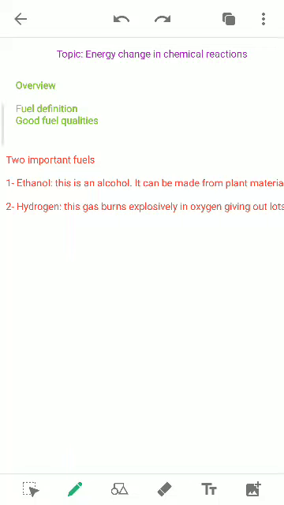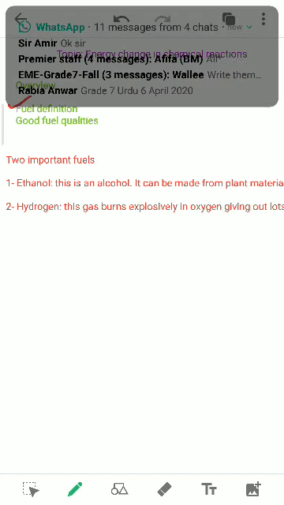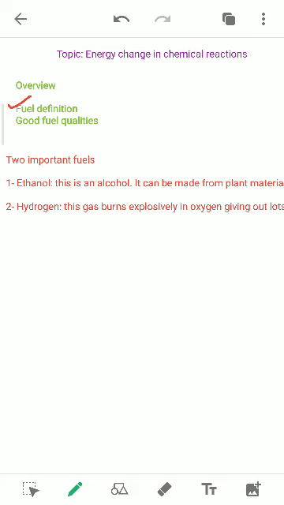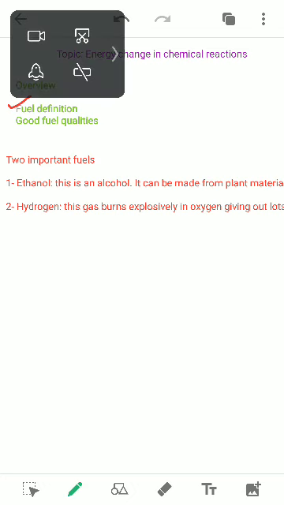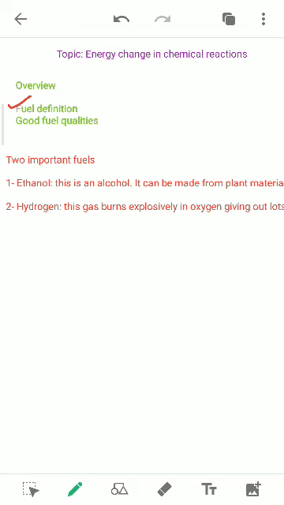We'll be continuing our topic of energy change in chemical reactions. Before this, we have done the fuel definition, that is, what basically is a fuel and what are some of the good qualities of a fuel, that is, how do you know that this fuel is really good. So these two points we already have covered, so you should be able to understand these points and you should know what these were.